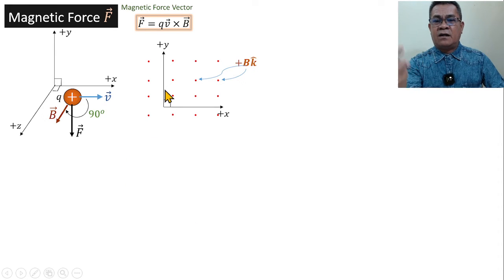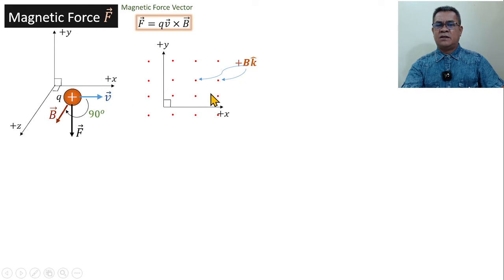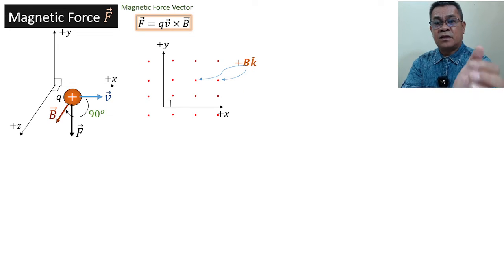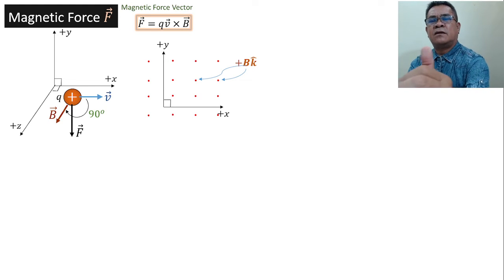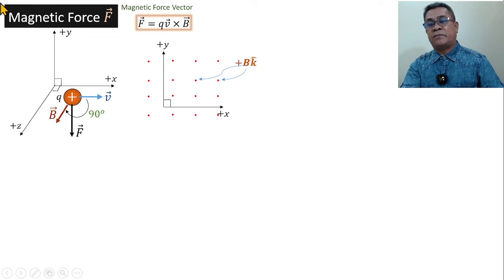So remember, this is xy, with positive x and positive y. Therefore, the z must be towards you. Why? Because we use the right hand rule. Curl your fingers from positive x towards positive y, then stretch your thumb. It's towards you, which means that the positive z-axis should be towards you. So in this problem, the magnetic field is towards positive z. That's why I put a dot here.